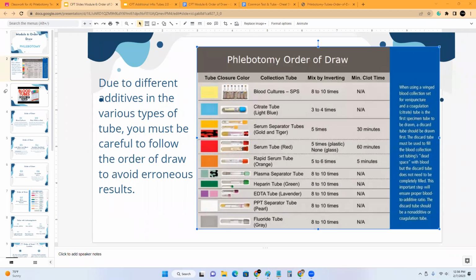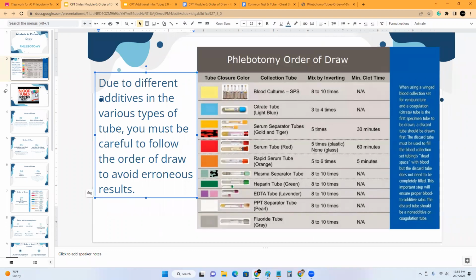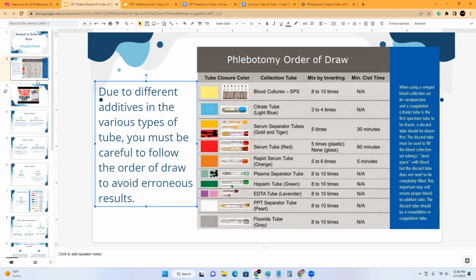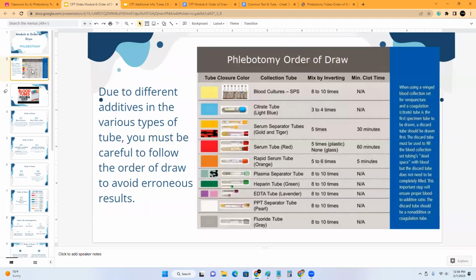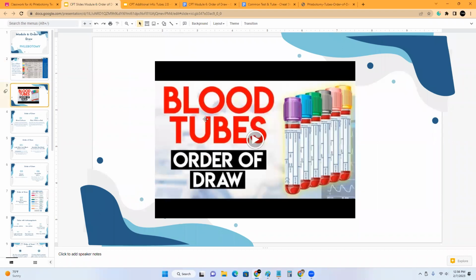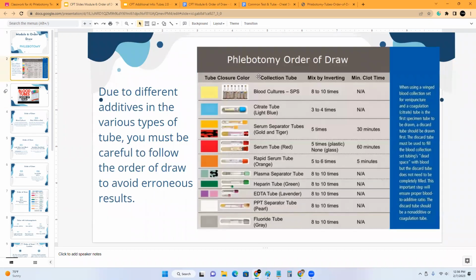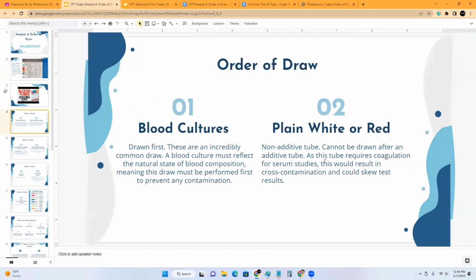I will provide you, if you haven't already gotten it from me, with an order of draw card to keep in your pocket when you go to work. That'll have this listed so you have it there handy until you do have those things memorized. The next one is a blood tubes order of draw video. Ignore the order if it's different than this chart, or the one I give you. This video just gives you more information about how the tubes and the additives react differently. It's good for information, but if the order is different than here, don't follow it.